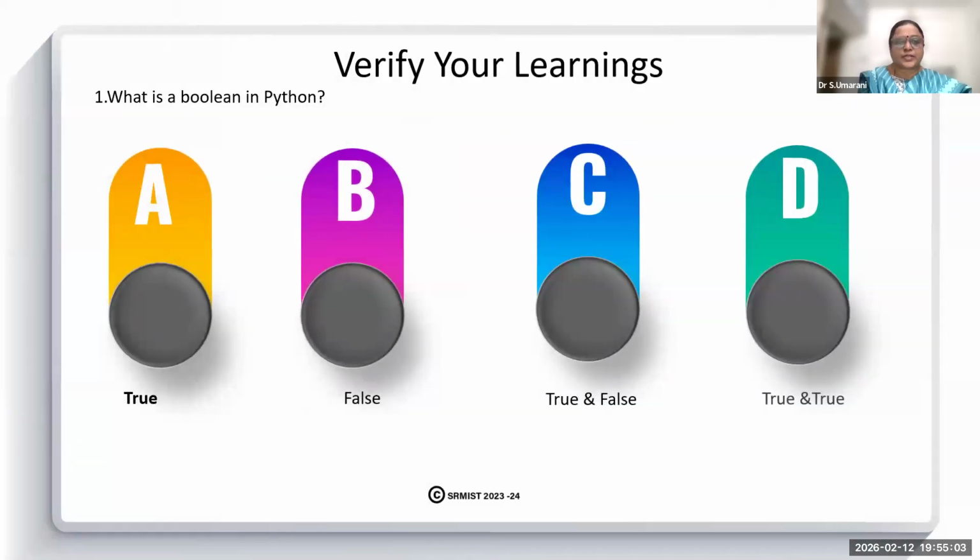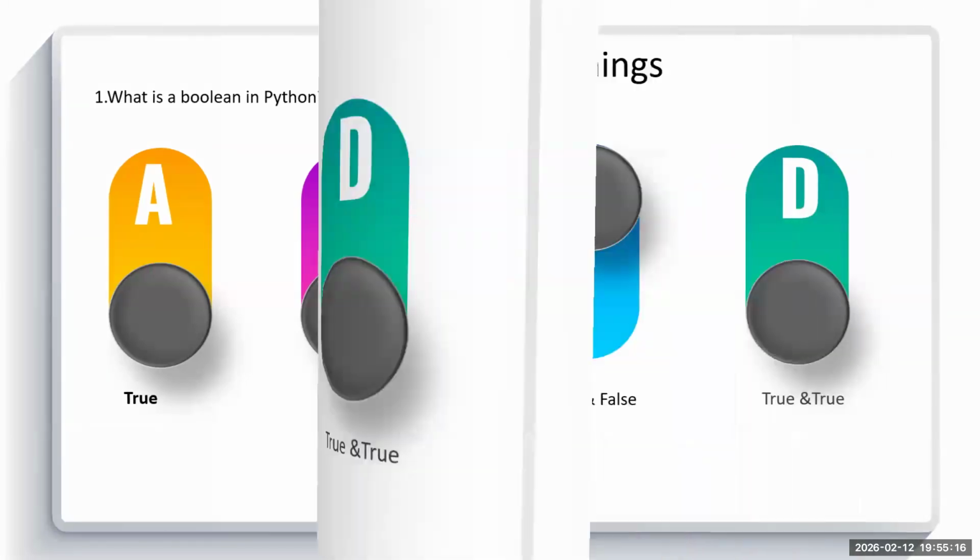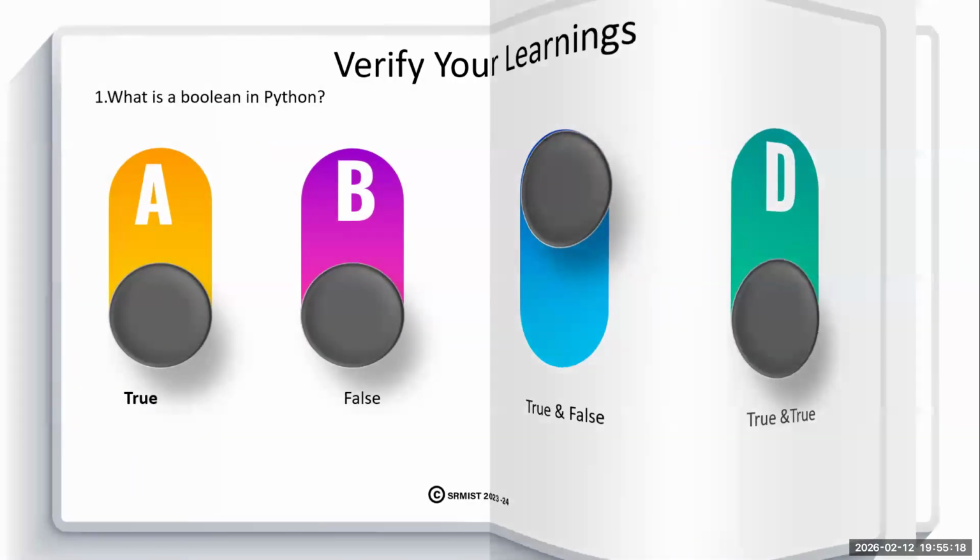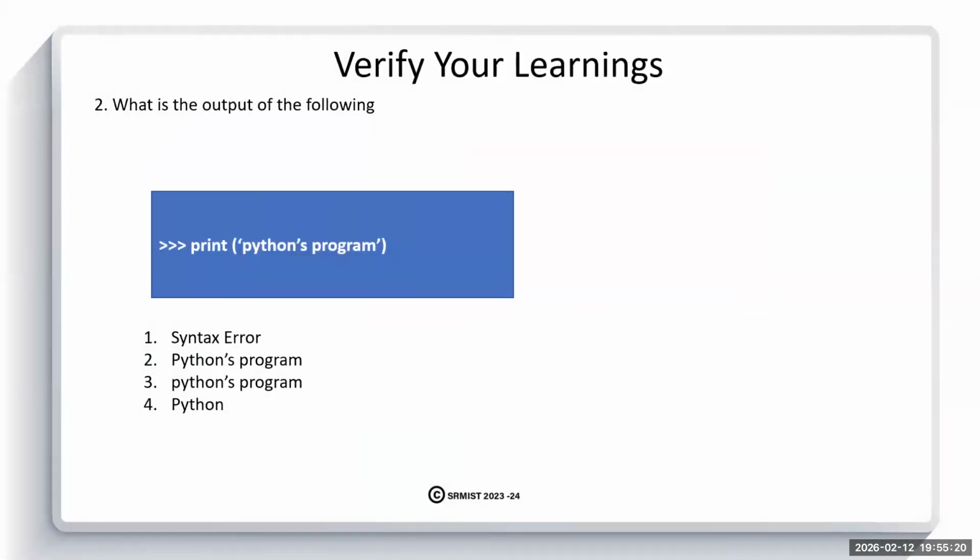And let's go for the question. What is a Boolean in Python? True and false, false, true and true, or false? Option C. Option C. Okay, thank you. Then you can verify this one.